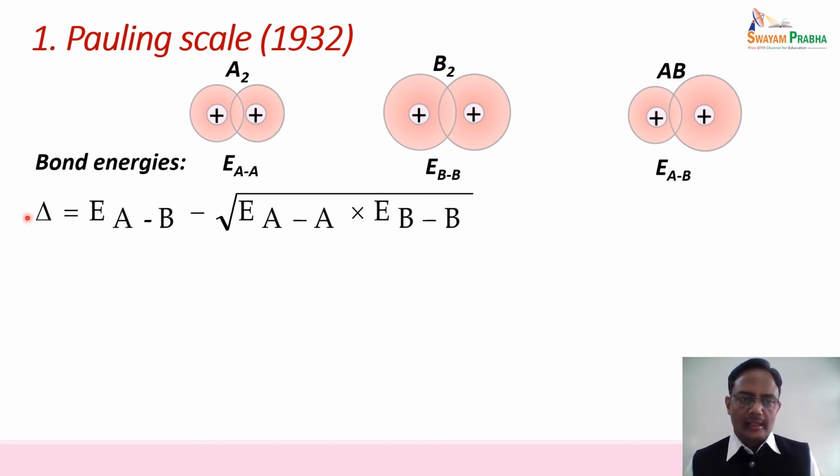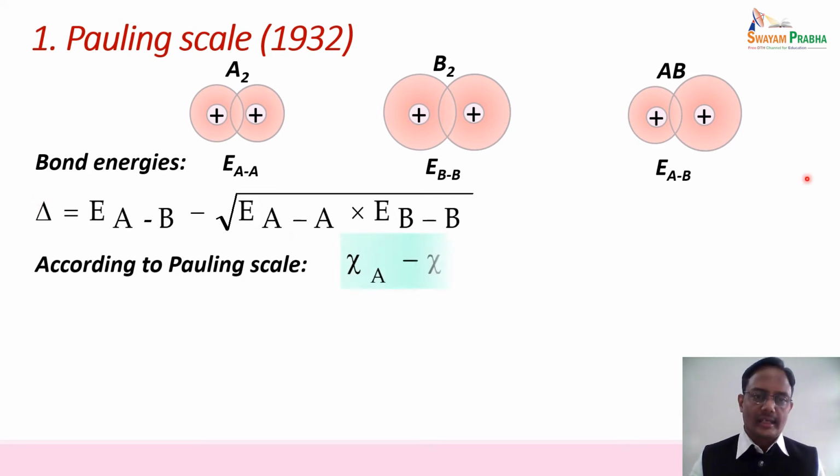Now, Pauling defined a value delta, or delta E, that is the difference in the energies: the bond energy of AB molecule minus the geometric mean of the bond energies of A2 and B2 molecule. EAA is the bond energy of A2, EBB is the bond energy of B2 molecule, and the difference is defined as delta, or sometimes also shown by the symbol delta E.